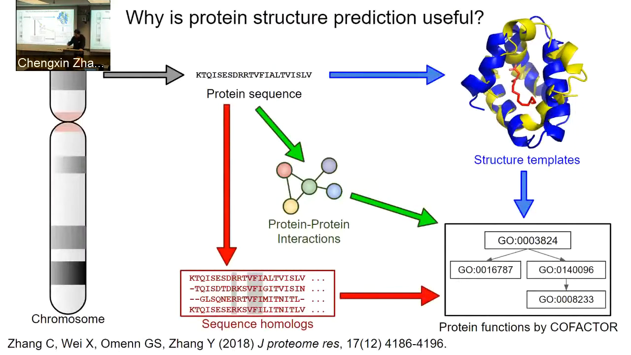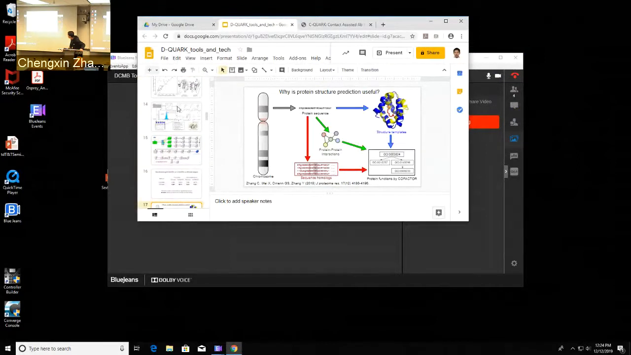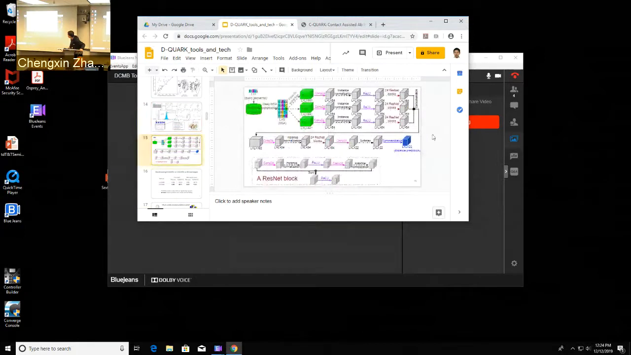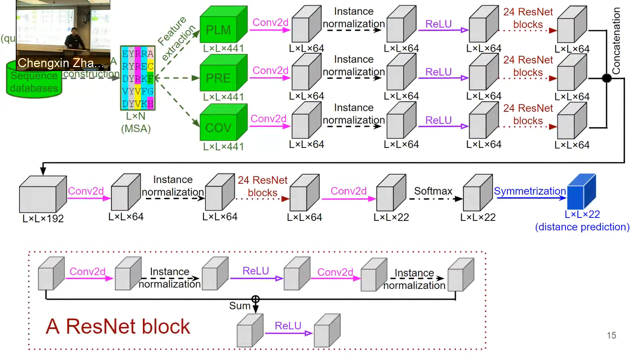So I didn't talk... maybe I made the slide order incorrect. So one part I didn't talk too much about is how we generate the multiple sequence alignment here. So this actually turned out to be a quite critical part in the whole pipeline, because all our predictions, including the contact, the distance, and also local structure properties like secondary structure, accessibility, and so on, are all based on the input multiple sequence alignment.